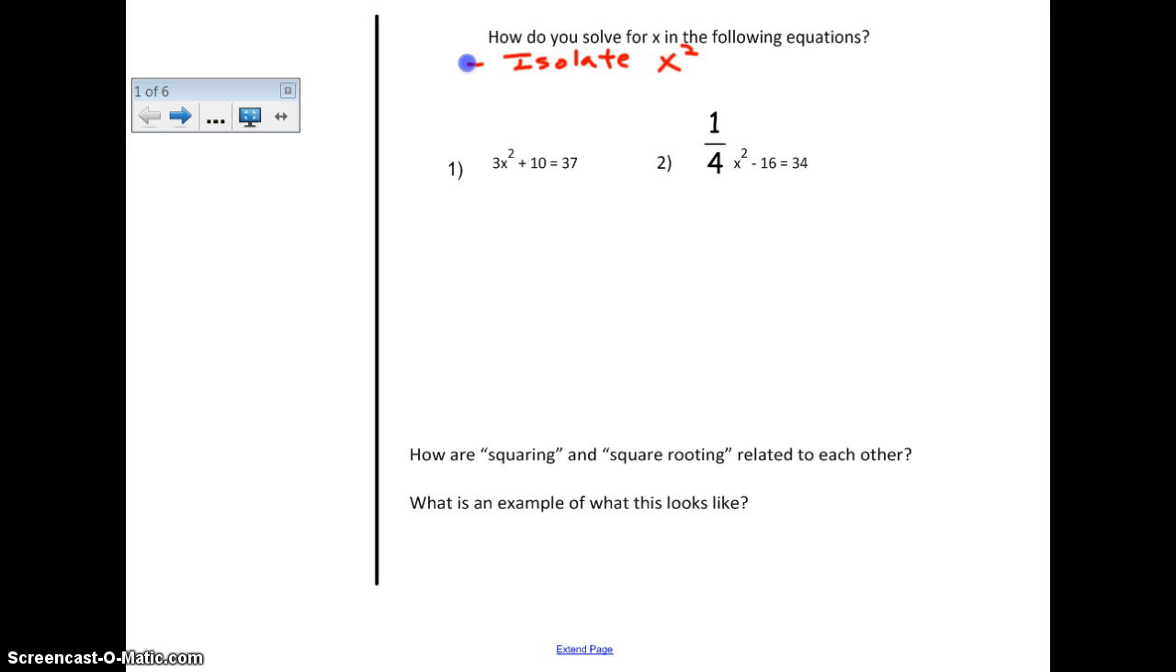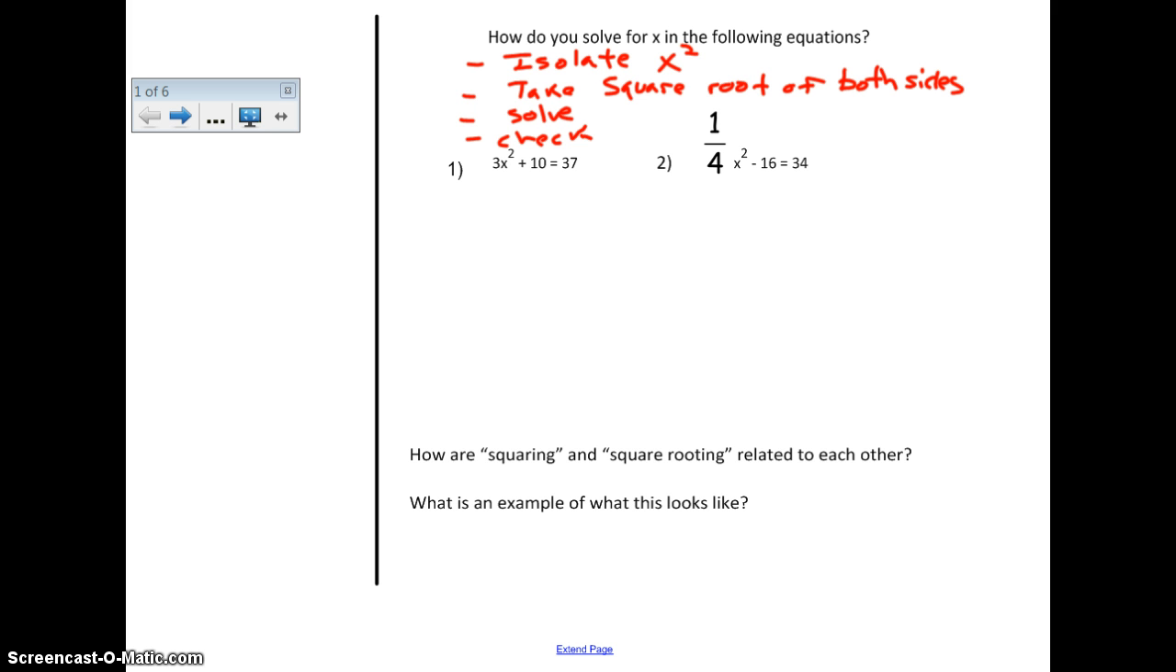And then once x squared is isolated, you're going to take the square root of both sides. Then you're going to solve. Then you're going to check. So let's follow these steps when we solve equation number 1.